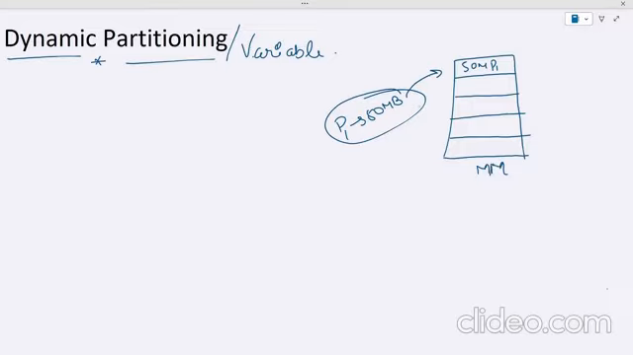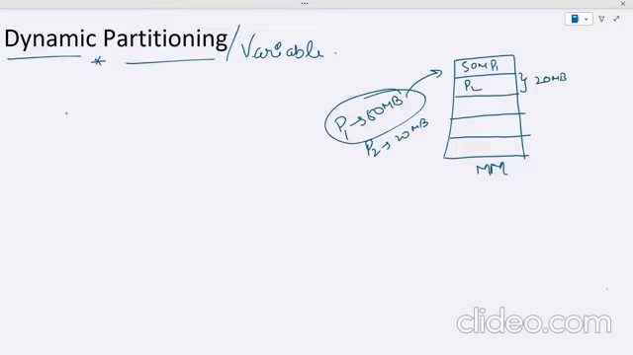And let's say that P2 needs 20 MB of space. So main memory allocates a 20 MB block to the P2 process. Okay, that's why it's called dynamic partitioning or variable partitioning.